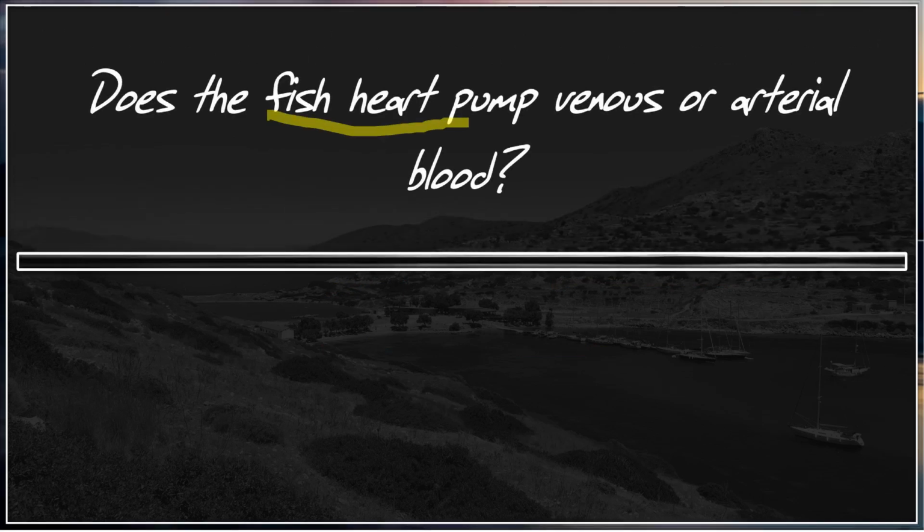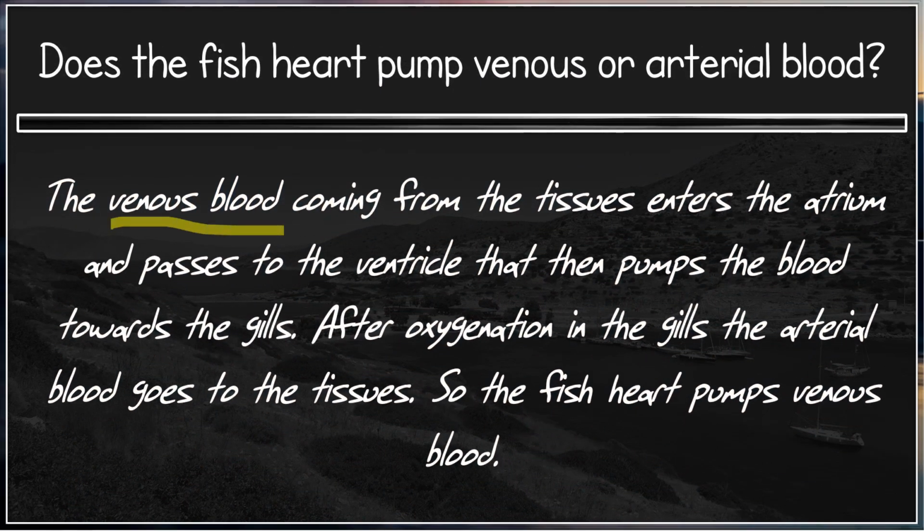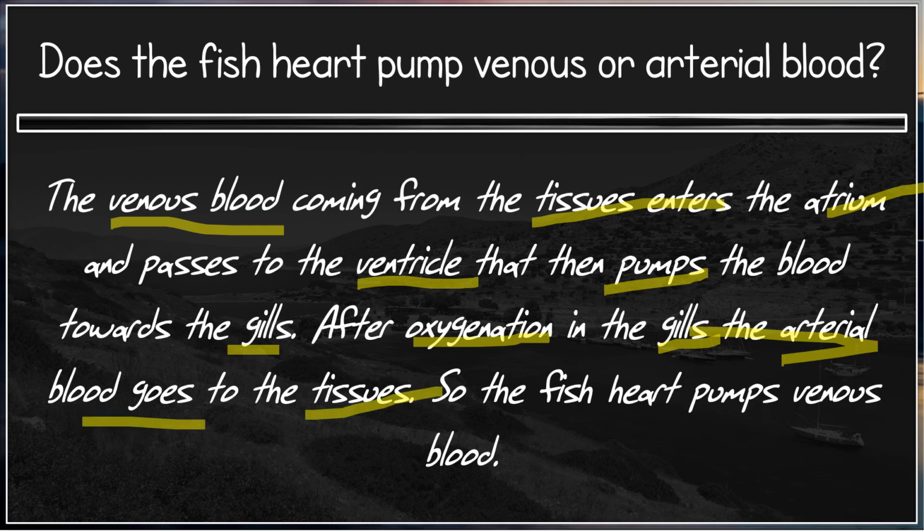Does the fish heart pump venous or arterial blood? The venous blood coming from the tissues enters the atrium, passes to the ventricle, then the heart pumps the blood to the gills. After oxygenation, the arterial blood goes to the tissues, and the fish heart pumps venous blood.